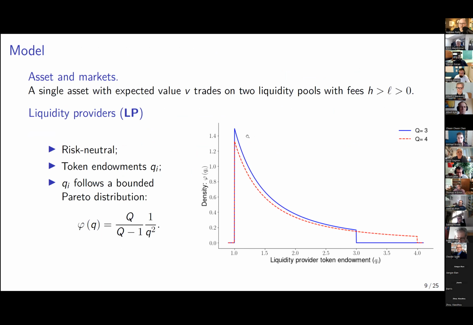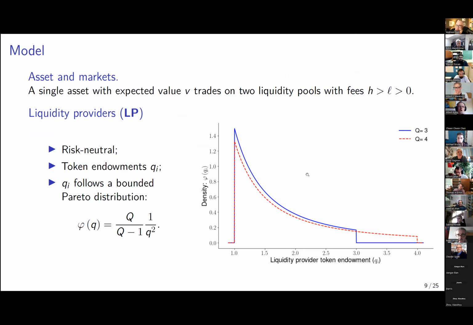Okay, well, let me get into the model. So it's a very simple model. We only have one asset, one token that is traded, expected value V, and it trades on 2 pools with exogenous fees. H is going to be the high fee pool, L is going to be the low fee pool.